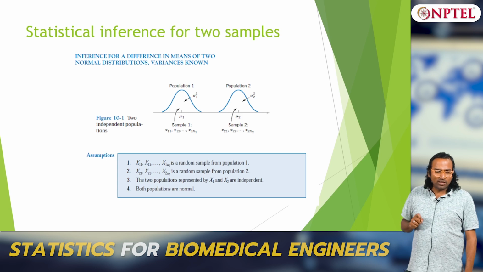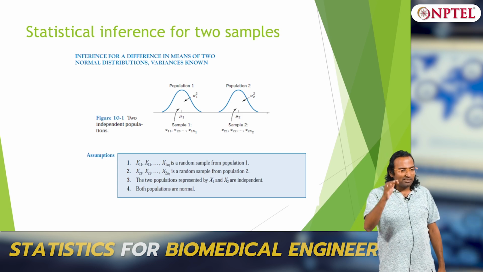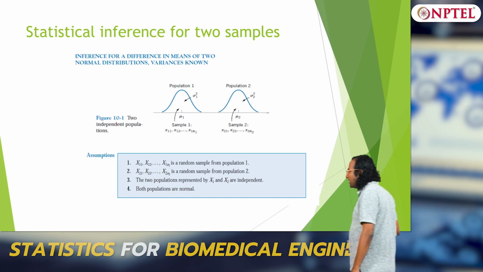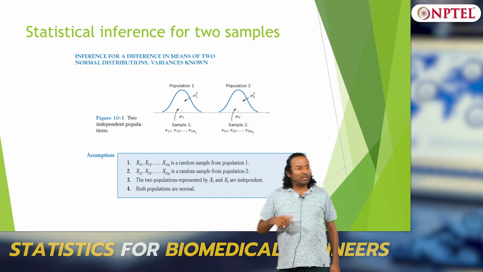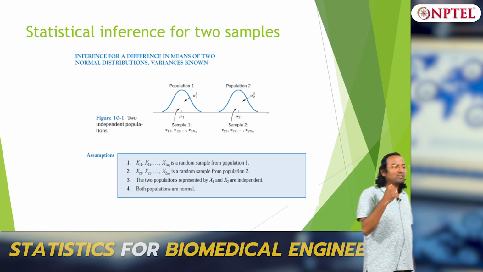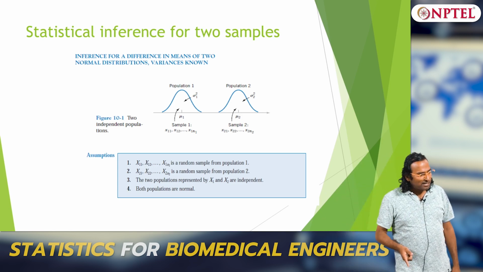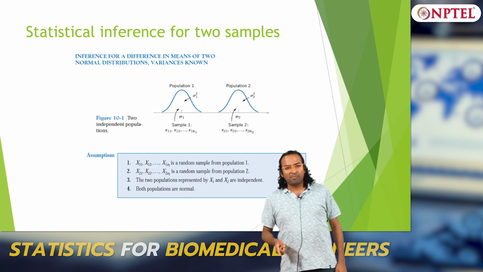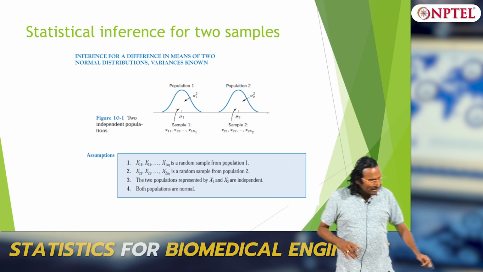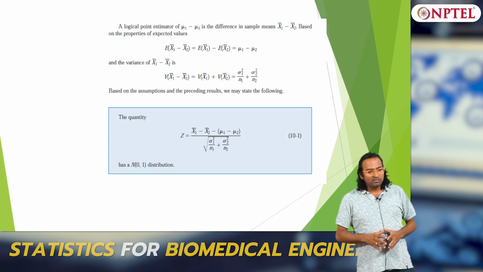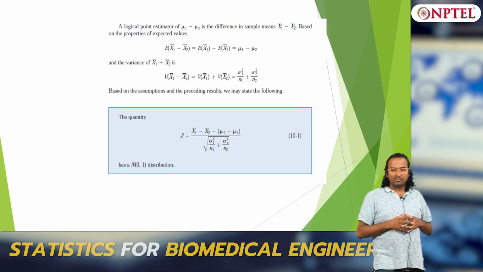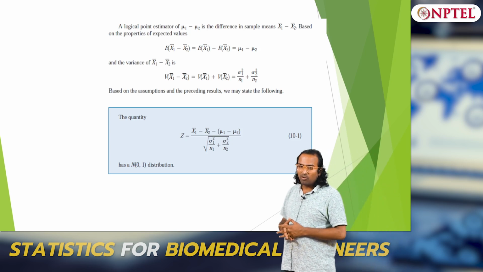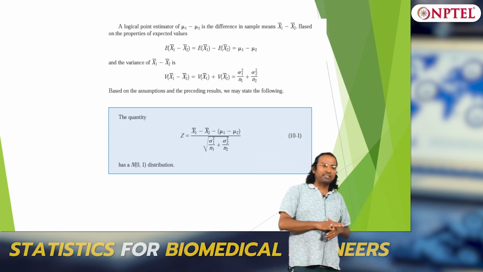That tells you that the usability of these methods is restricted, not so popular, because you have to assume that the underlying population itself is normal. We are not taking support of the central limit theorem, but assuming directly that the underlying population is normal. Under these conditions we can do tests for means, tests for variances, and tests for proportions. All three we can do.